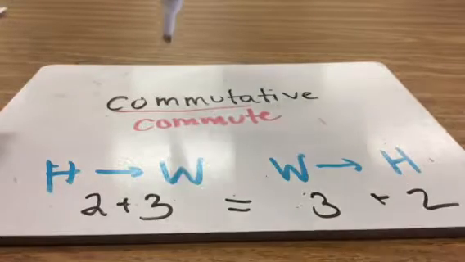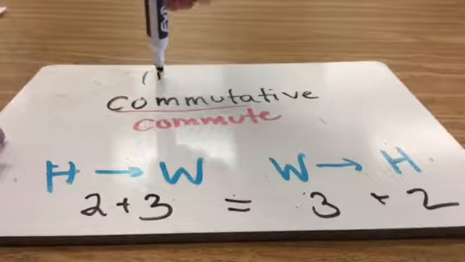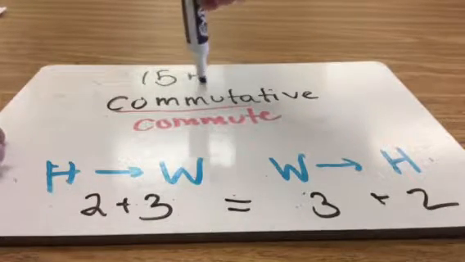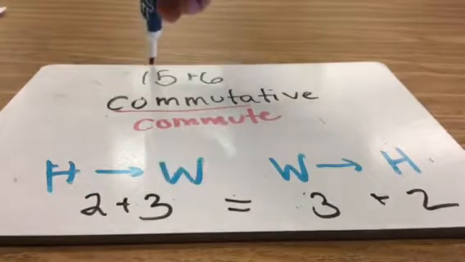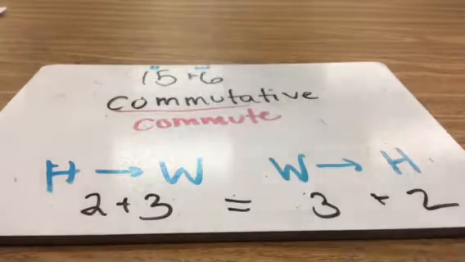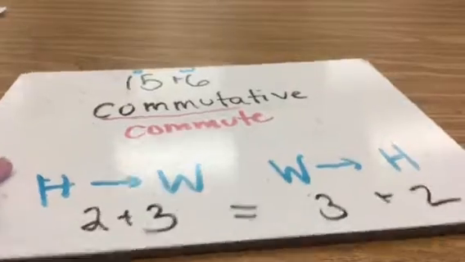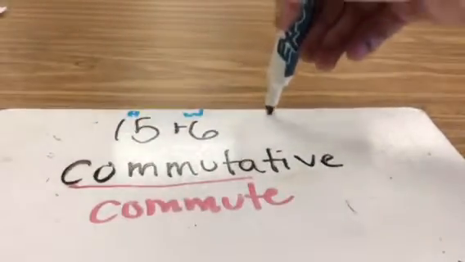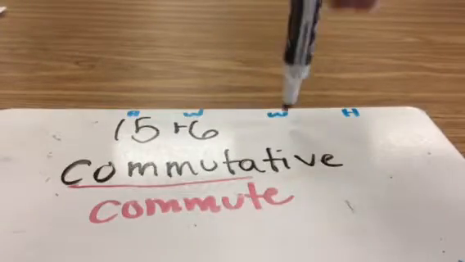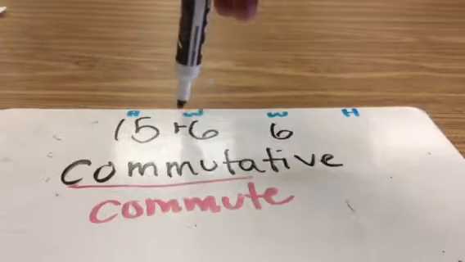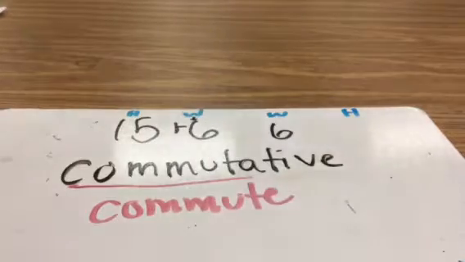So if I have 15 plus 6 on one side, here's my home and work. At the end of the day, I have to go the other way. So I'm going to go work to home. My work is 6. Okay. My W, I made a 6.